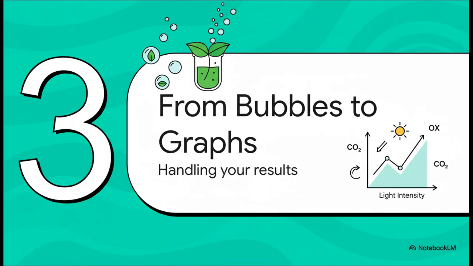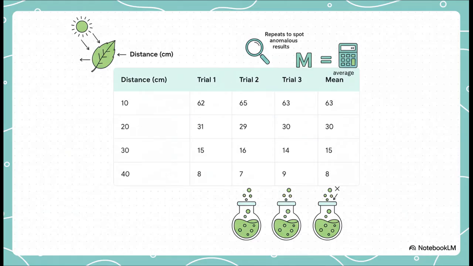Okay, on to Section 3. You've done the experiment, you've been counting bubbles like a champion. Now what? Well, this part is all about turning those raw numbers into something meaningful and eventually into a graph that's going to score you top marks. Your results table should end up looking something like this. See how there are columns for each trial, and then a final one for the mean or the average?